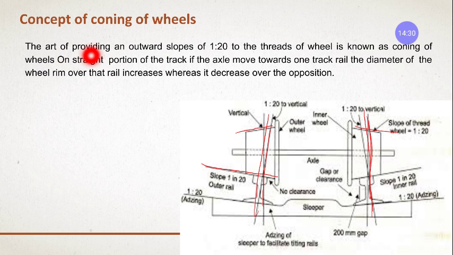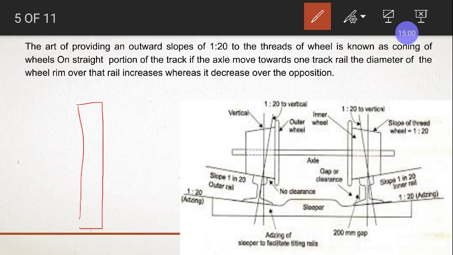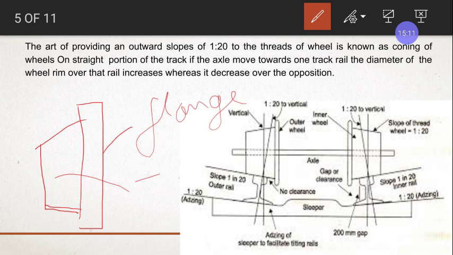The act of providing an outward slope of 1 in 20 to the treads, because if you see this, this is called the flange, and this is called the tread.